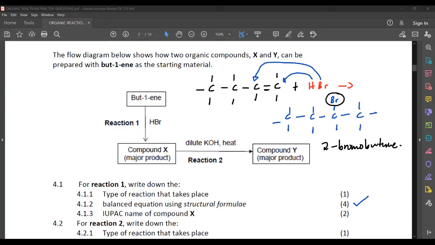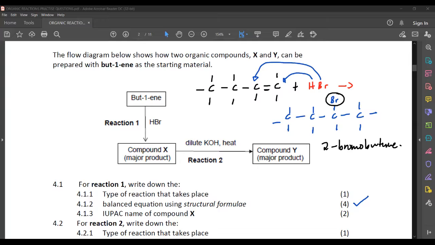Linde, KH, go ahead. You've got a question. Yes, sir. 4.1.2, sir. What if they said they wanted a minor product? Would it be the same minor product? I need to say no, but okay, good one. If they wanted a minor product, then the Br would add onto the carbon with the most number of hydrogens. We do the opposite. Oh, okay.